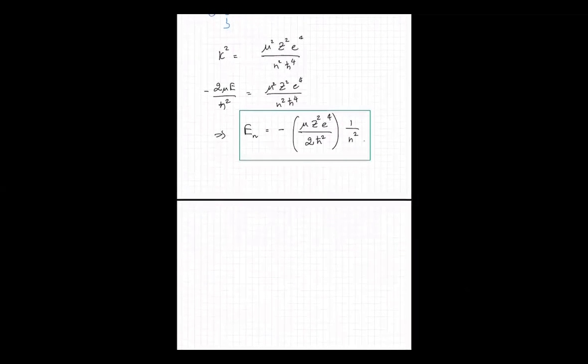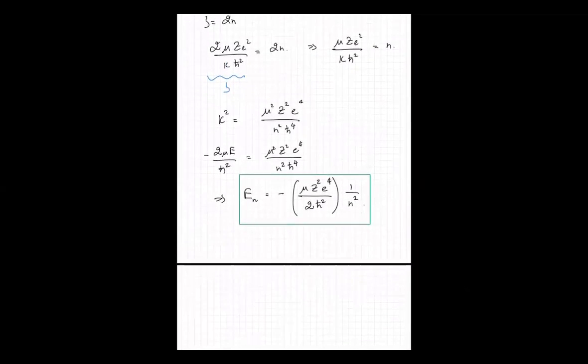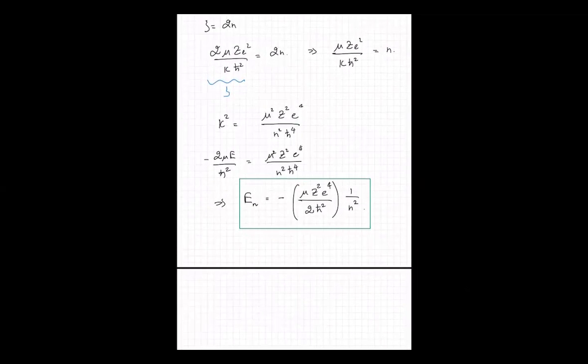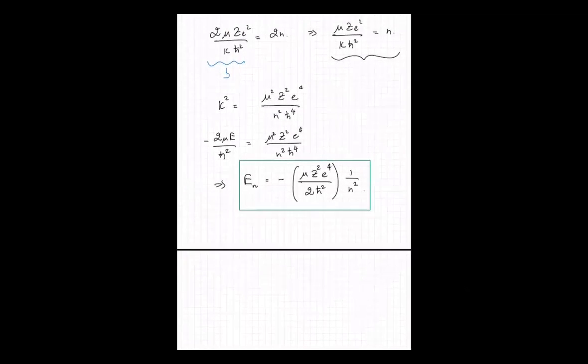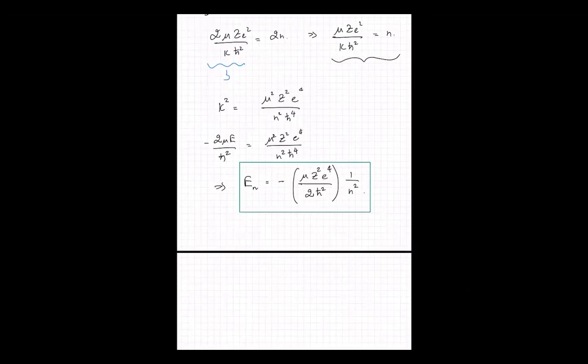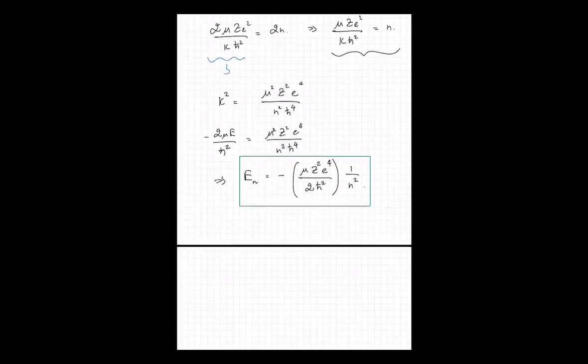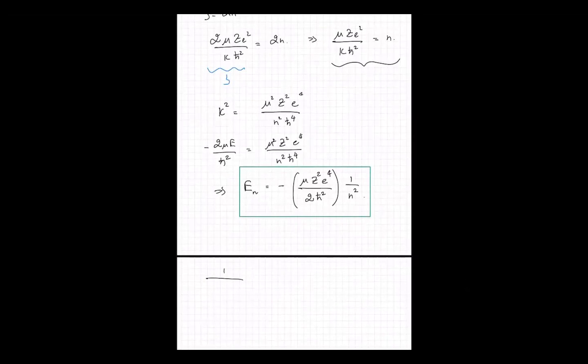Okay. Now the other thing is there is also a fundamental length scale that has emerged in this problem. So if you look at this equation, you can turn this around and say that since the right hand side is a number, a dimensionless quantity, I can write the left hand side as 1 over kappa times h bar squared over mu Z e squared equals n.